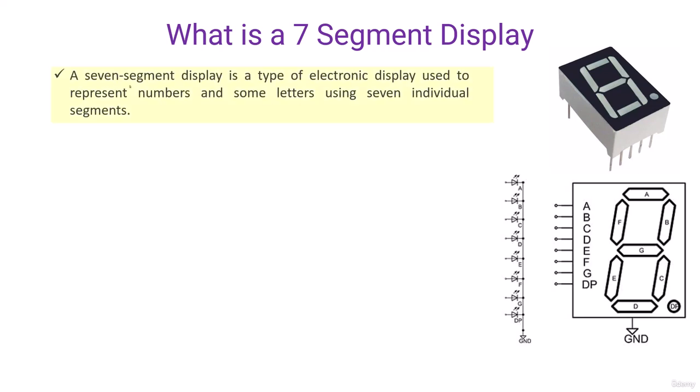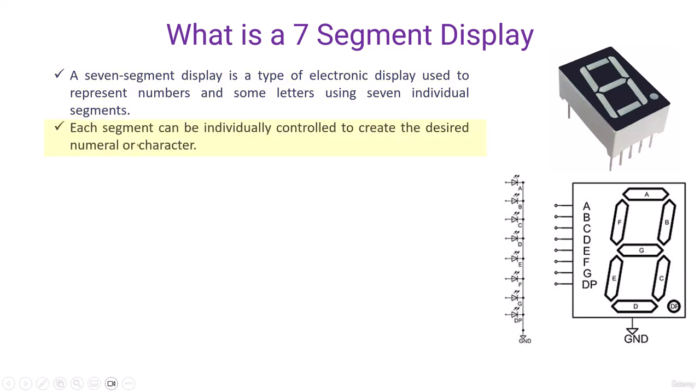A 7-segment display is a type of electronic display used to represent numbers and some letters using 7 individual segments. If you look carefully, here we have A, B, C, D up to G, a total of 7 segments to display a number or a letter. There is also another segment called DP, a point. Including that, it would be an 8-segment. But basically, this is known as a 7-segment.